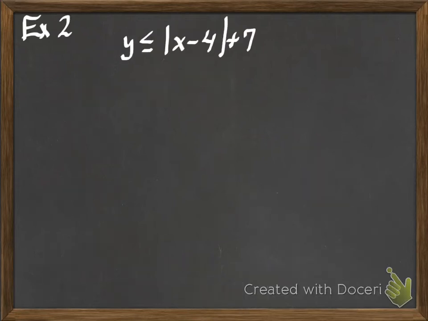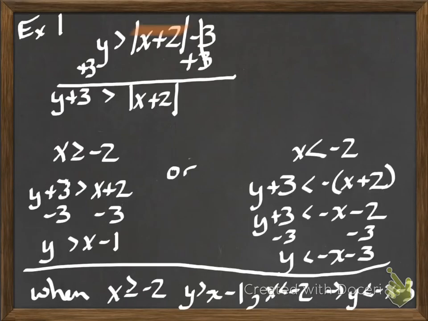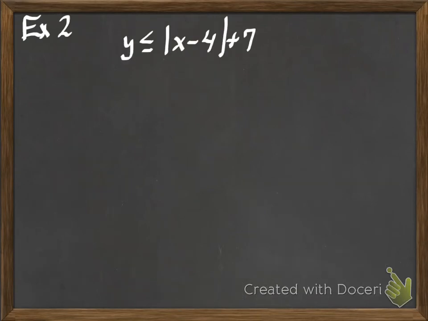Let's do another one, and I'm just going to change it up a little bit. Instead of doing greater than like we just did, we're going to do less than. It works the exact same, except we are now dealing with less than. So first step is to get that absolute value by itself. So add 7 in this case. And so y minus 7 is less than or equal to the absolute value of x minus 4.